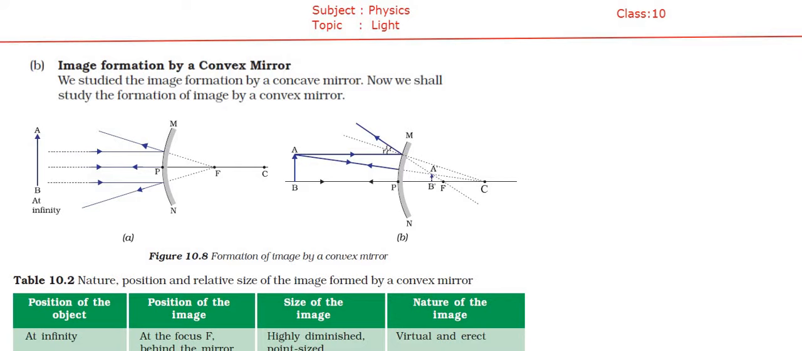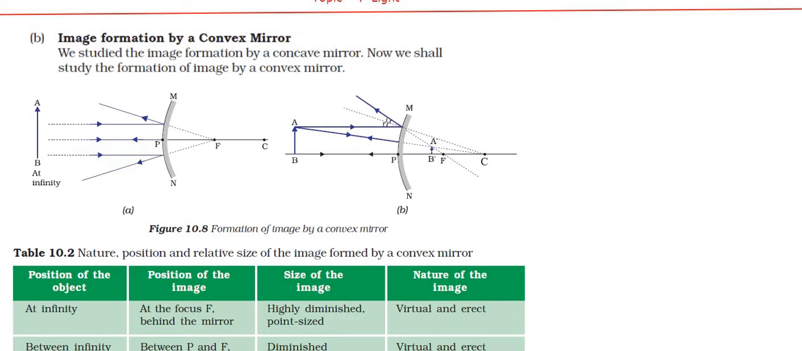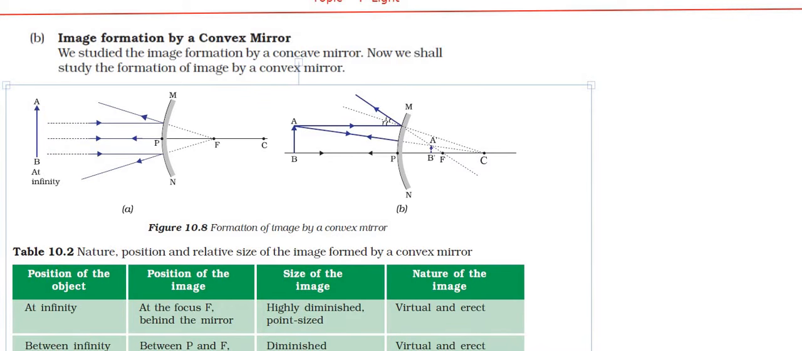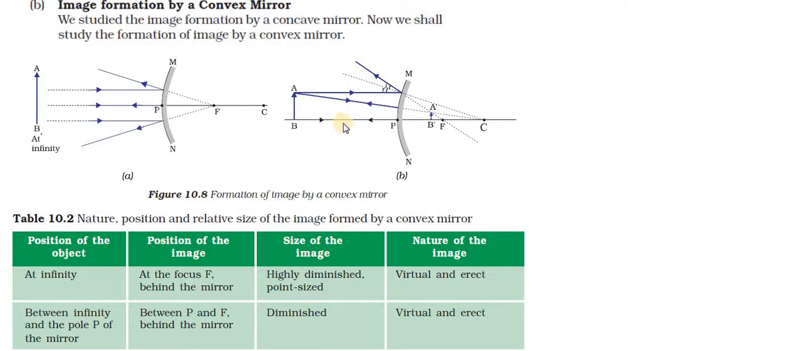In the last class, we discussed concave mirrors. Now we see convex mirrors. In concave mirrors, we learnt about around 5 different positions, right? The image formation by a mirror by placing an object at 5 different positions. But for a convex mirror, we have only two positions. One is at infinity and one is between infinity and the pole. Between infinity and the pole only, the two images will be formed.